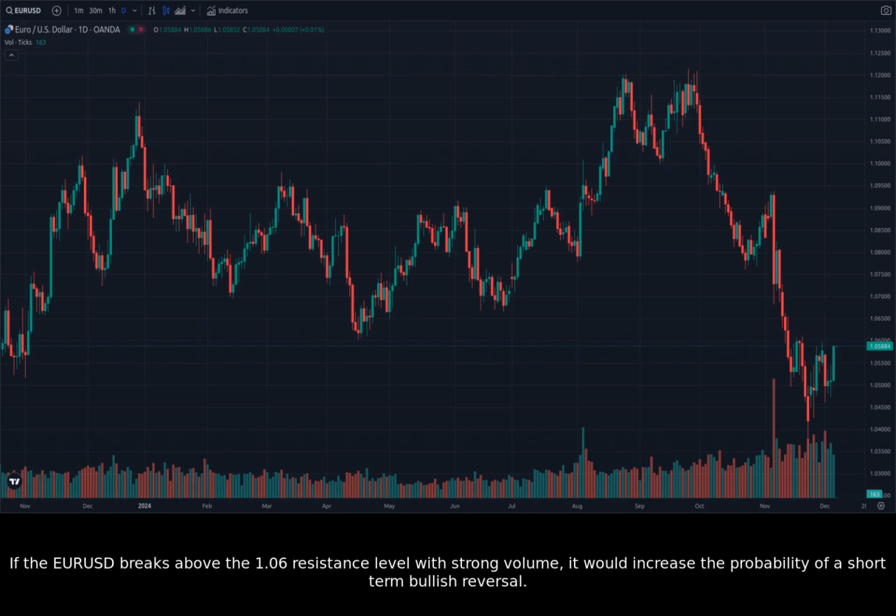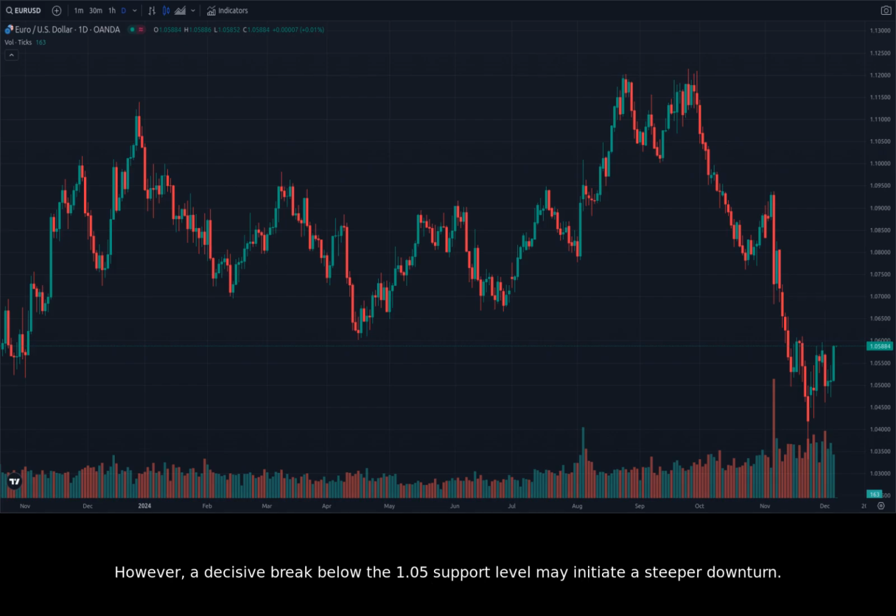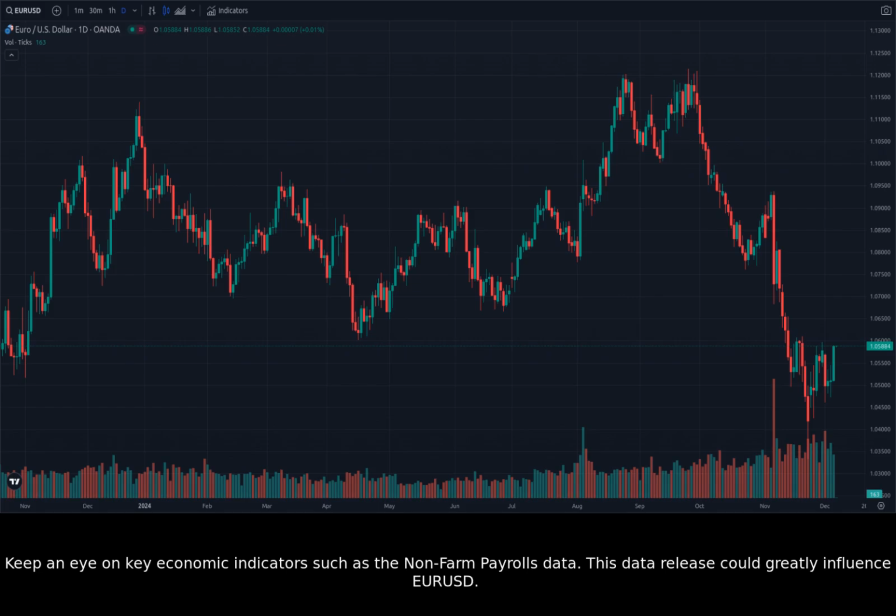If the EURUSD breaks above the 1.06 resistance level with strong volume, it would increase the probability of a short-term bullish reversal. However, a decisive break below the 1.05 support level may initiate a steeper downturn. Keep an eye on key economic indicators such as the non-farm payrolls data. This data release could greatly influence EURUSD.